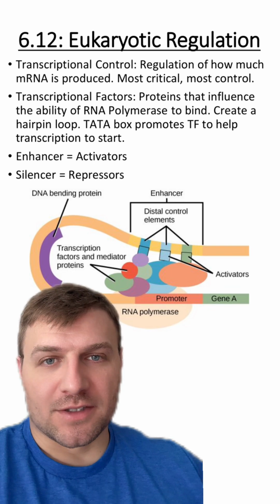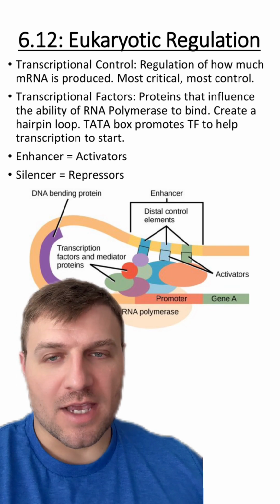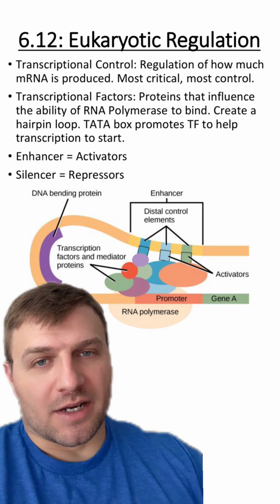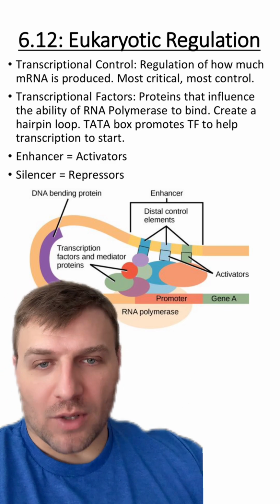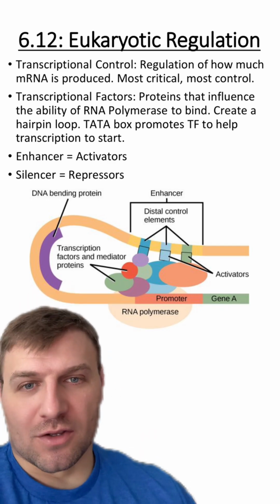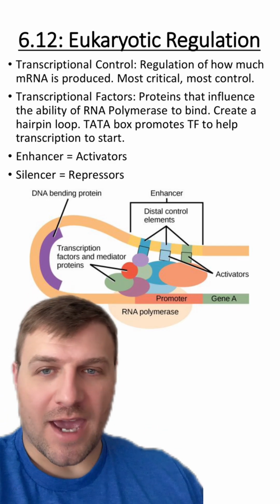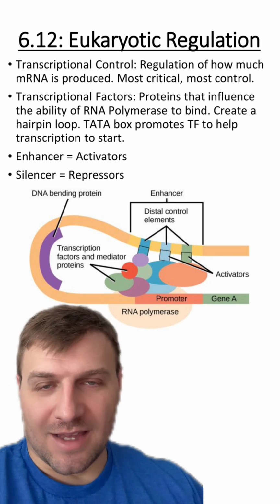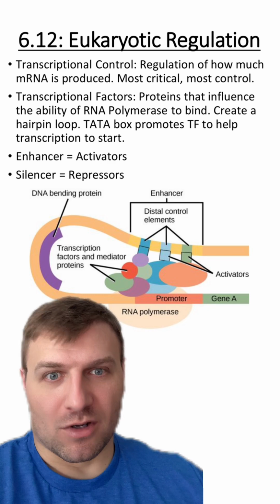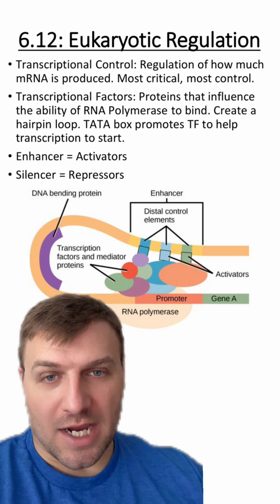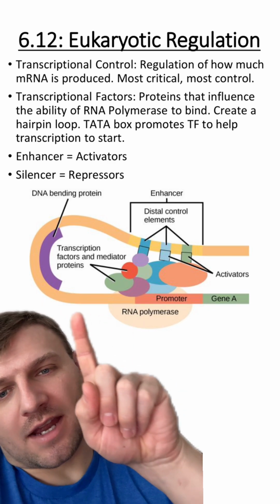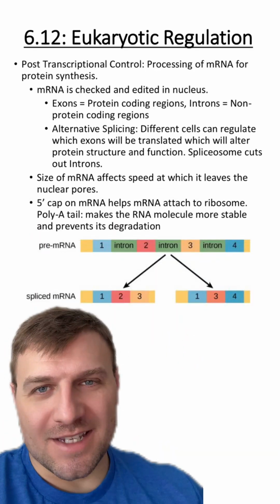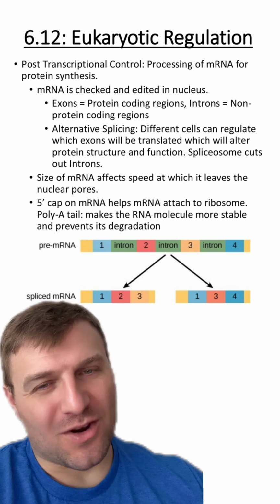What happens is we have these things called transcriptional factors, which are just proteins that will bind to different portions of the DNA. What they will do is either enhance or repress the transcription. There are certain locations on the DNA called enhancers that bind with activators, and certain locations called silencers that bind with repressors. Like the name implies, they either activate or repress DNA from being transcribed. A lot of times you'll create a hairpin loop of DNA that will work with these activators and repressors.